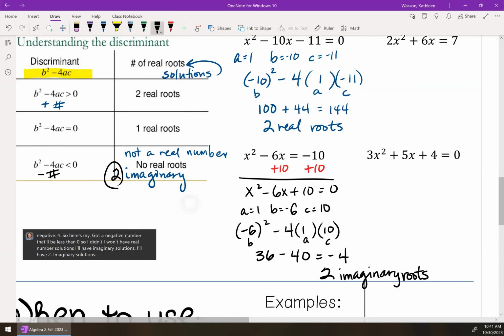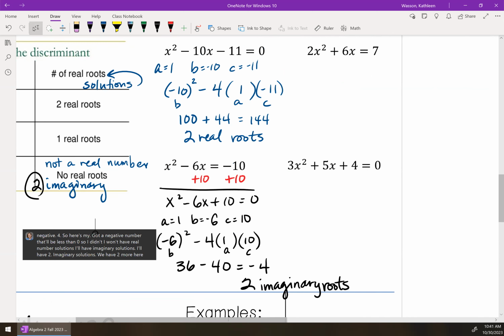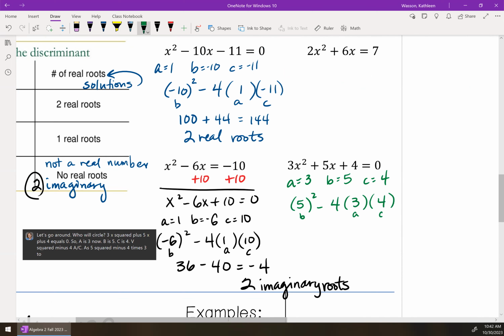I have 2 more here. Let's go around in a little circle. 3x squared plus 5x plus 4 equals 0. So A is 3 now. B is 5. C is 4. B squared minus 4AC is 5 squared minus 4 times 3 times 4.